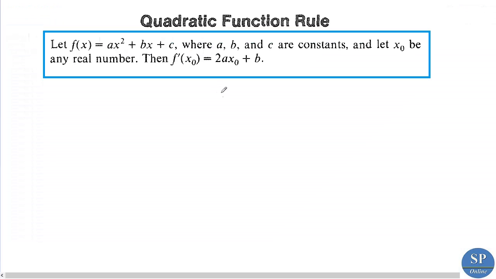Clear. Next we have a quadratic function rule. Let f of x is equal to ax square plus bx plus c. It is a quadratic function where a, b, c are the coefficients, which are constants. And let x naught be any real number, then f dash of x naught is equal to 2a x naught plus b. That is, the derivative of this quadratic function at the point x naught is nothing but 2a x naught plus b.